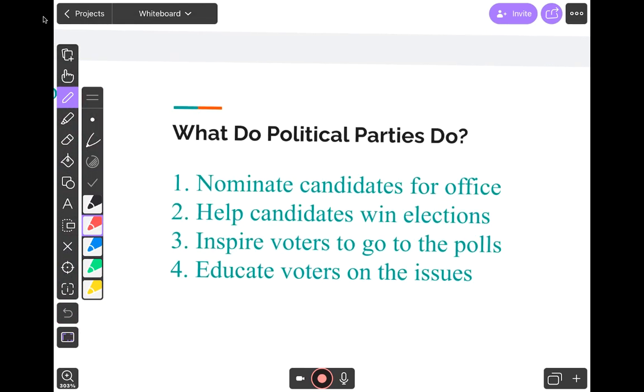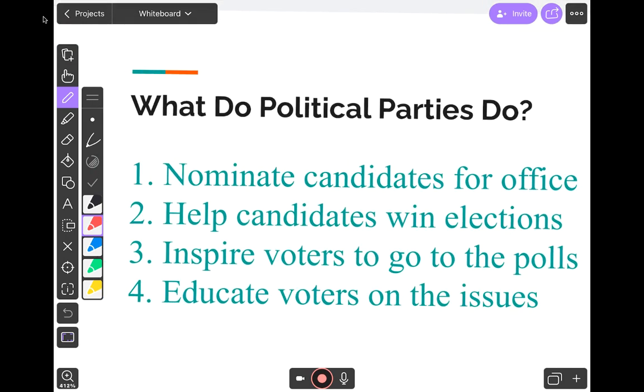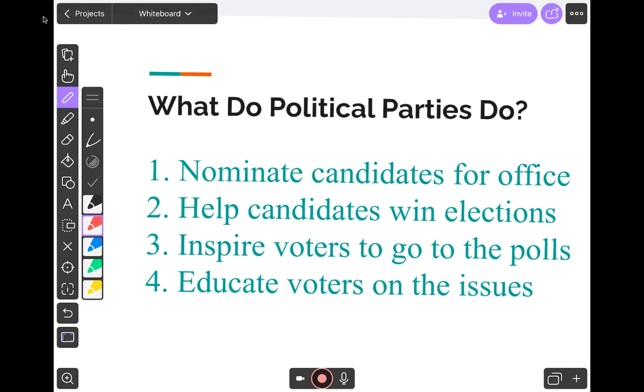Now we're going to look into what the political parties do. There's really four major functions of political parties. The first is they nominate candidates for office.